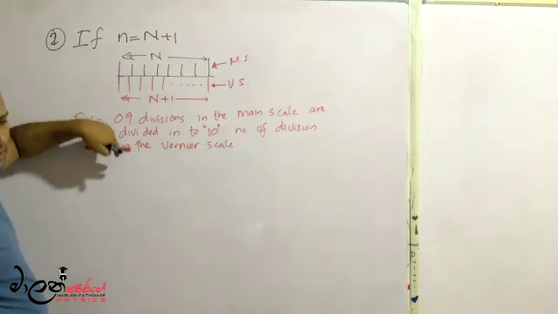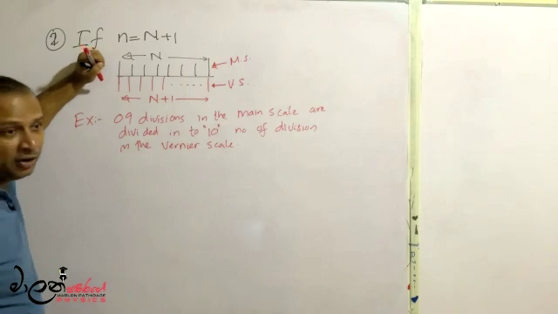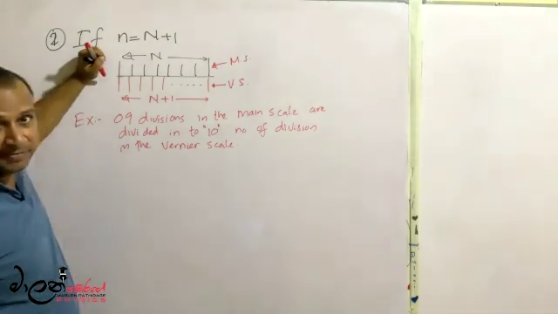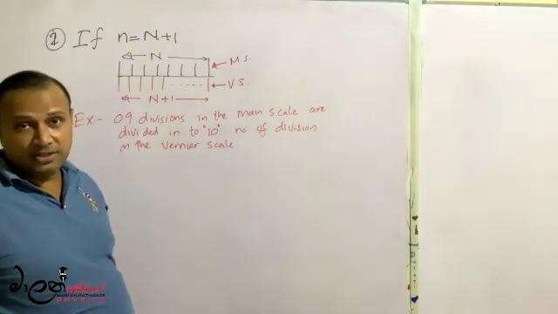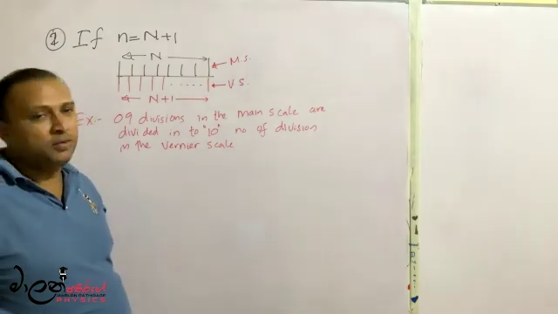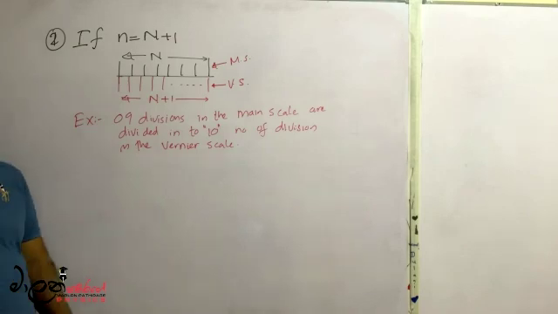Look at this example. 9 divisions in the main scale are divided into 10 divisions in the Vernier scale. And therefore, the difference between the number of divisions in the two scales is equal to 1. Example like that. Okay. If so, what will happen?